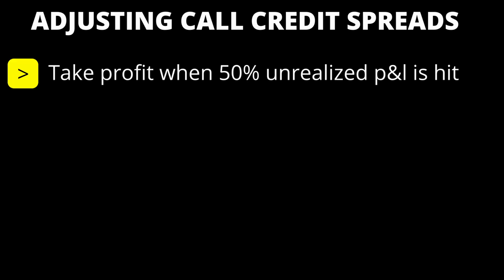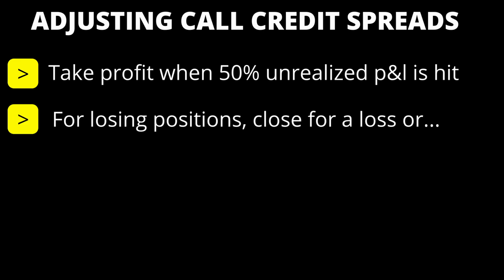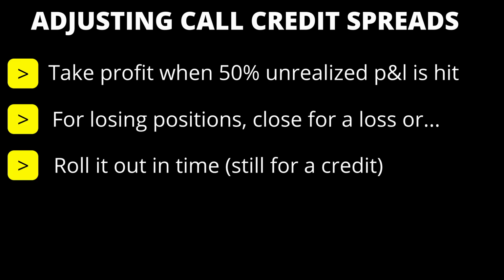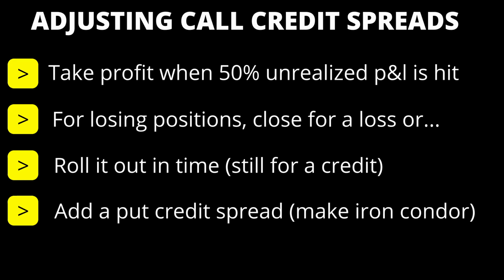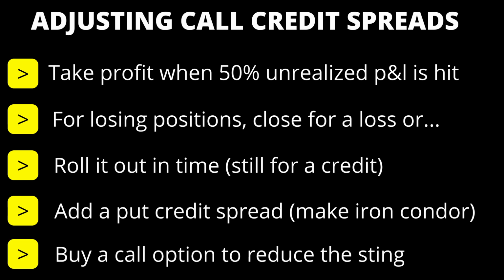And when we're managing a call credit spread, the same rules apply as a put spread. We want to take profit at 50% of that unrealized P&L. You're going to either close out the whole trade for a loss, roll it out in time to give the trade more time to come back into profitability, add a put credit spread to form an iron condor so there's profit potential on either side of price movement, or buy a call option to reduce the sting and offset some of the price moving against you. Personally, I just close for a loss. It's the fastest and least stressful way to move on.